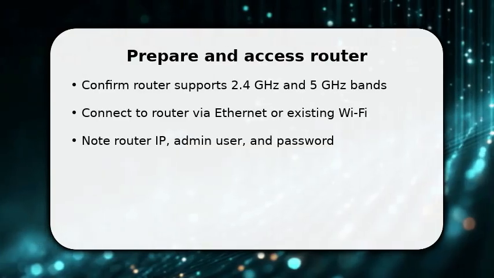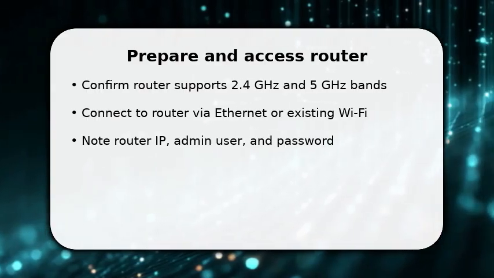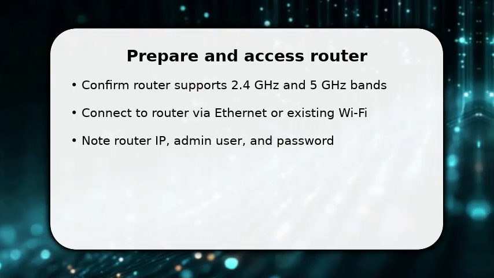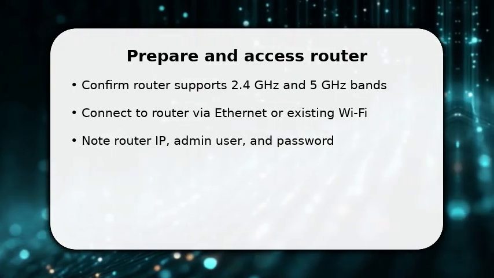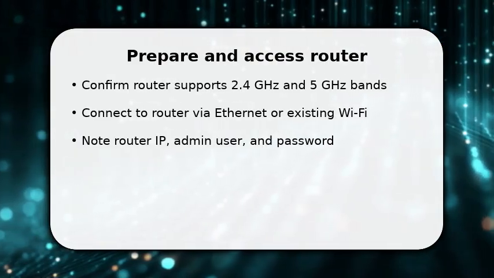You begin by confirming capabilities and getting into the admin interface because you can't change bands without access. Use an Ethernet cable for stability or log into the current Wi-Fi. Type the router IP into your browser. Enter the admin credentials you noted earlier.